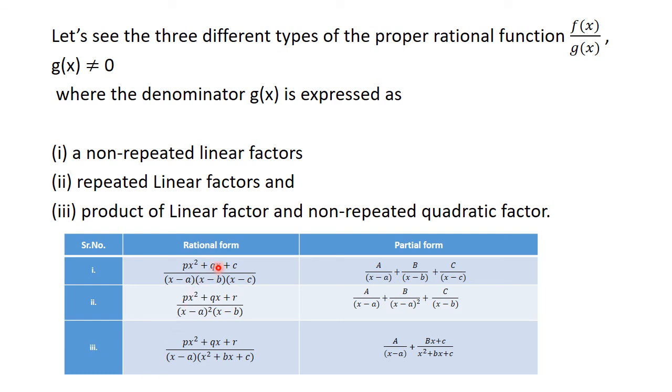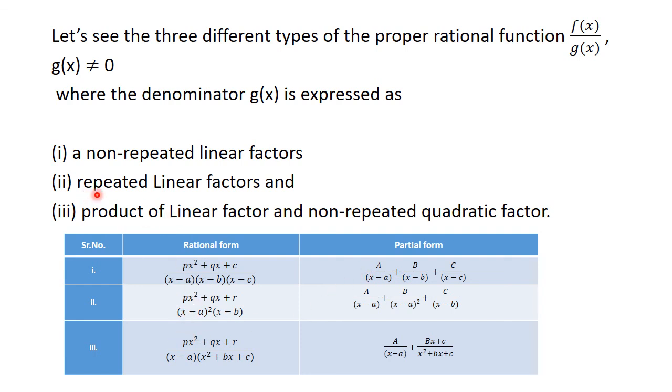Now this rational form can be converted into partial form as follows. There are three linear factors, therefore we add three constants: A by x minus a plus B by x minus b plus C by x minus c. So for this rational form, this is the partial form, and using this format we can integrate the function very easily. So remember this one, this conversion is very useful and convenient. Now come to the next one.